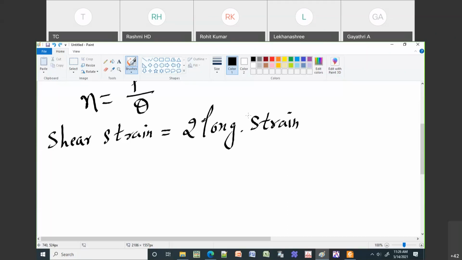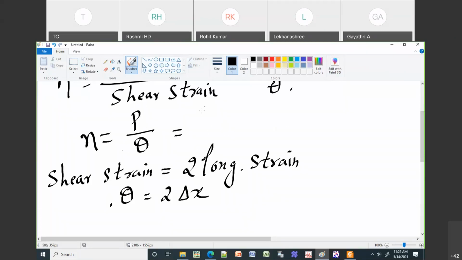You have to just remember, okay, shear strain is theta. Theta will be 2 times delta x. So n is equal to P divided by 2 times delta x. Okay, so that is from your previous equation. You have to just remember this equation, then you have to substitute here.